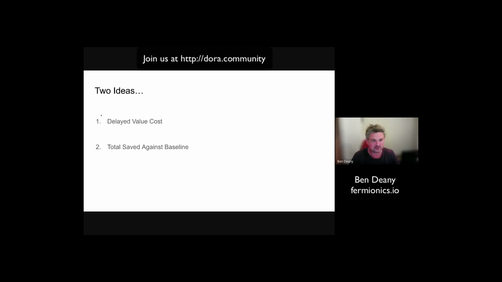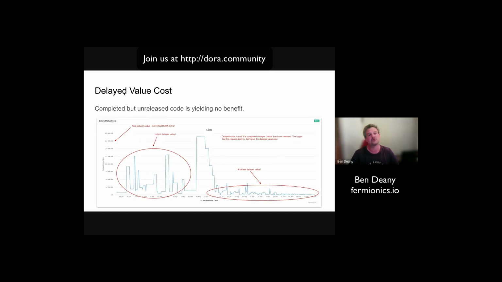So first of all, delayed value cost. The theory here is that otherwise completed but unreleased code or work is yielding no benefit and no return for the company. So we looked at a particular project within this technical ecosystem, and we analyzed the time between what we consider to be completion and release, and then conducted a technical upgrade to the testing process effectively to automate it, and looked at the results. So you can see that here in this chart.